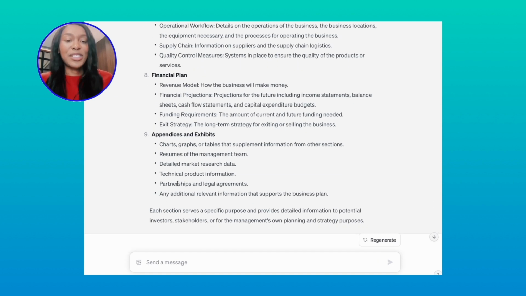And then for the last section, we have appendices and exhibits. You can include charts, graphs, and tables in this section. You can also include resumes of your management team. You can include detailed market research data, as well as technical product information.